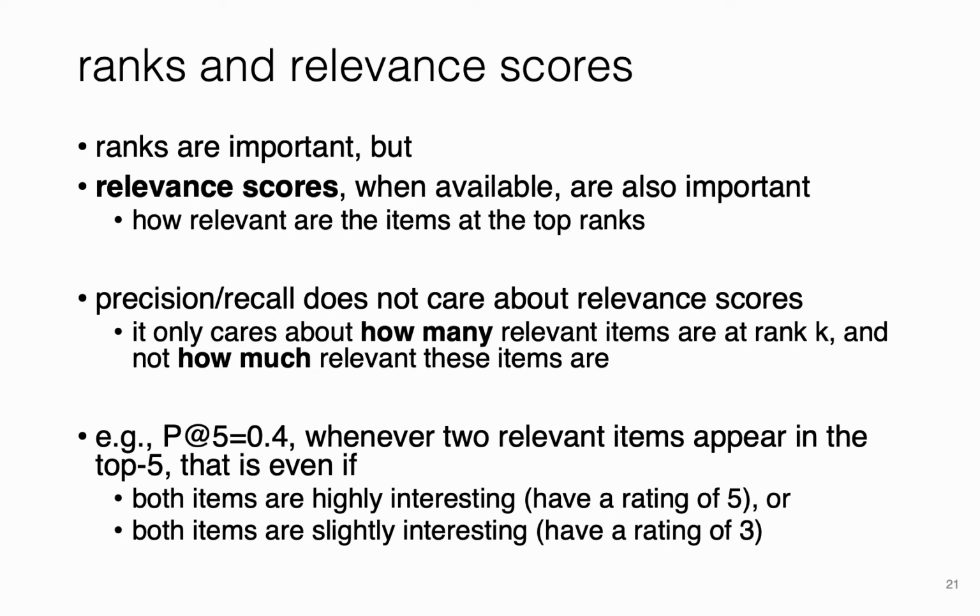Let's see an example where precision at 5 is 0.4, meaning that 2 relevant items appear in the top 5. The same precision value happens when both items are highly interesting, for example, have a high rating. And the same precision value occurs when both items are only slightly interesting, for example, have a relatively low rating. So, precision and recall cannot differentiate between these two scenarios.